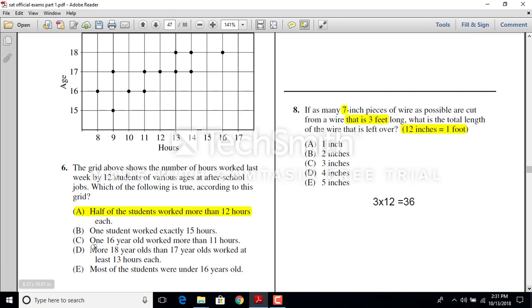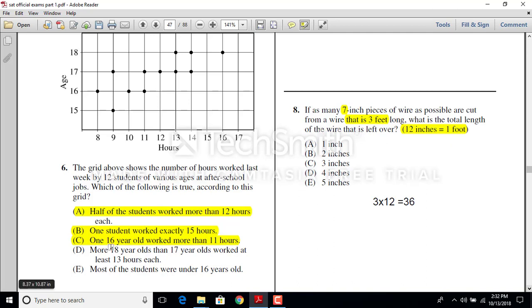Okay. One student worked exactly 15 hours. Let's go to 15 hours. Actually, none of the students worked 15 hours at all. So in the same way, B is going to be cancelled. Okay.